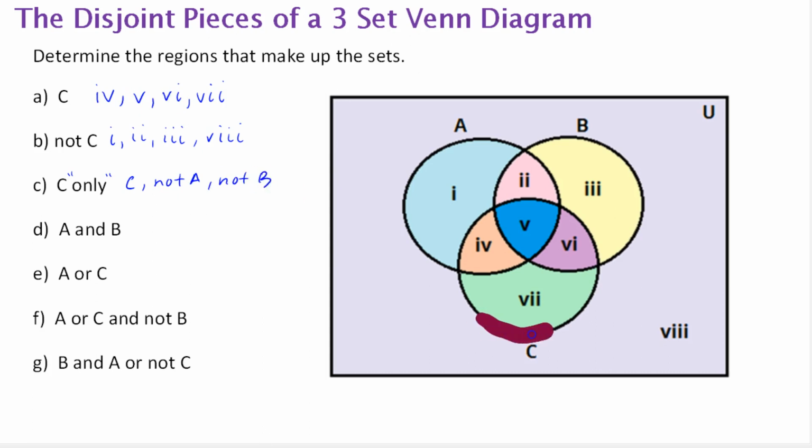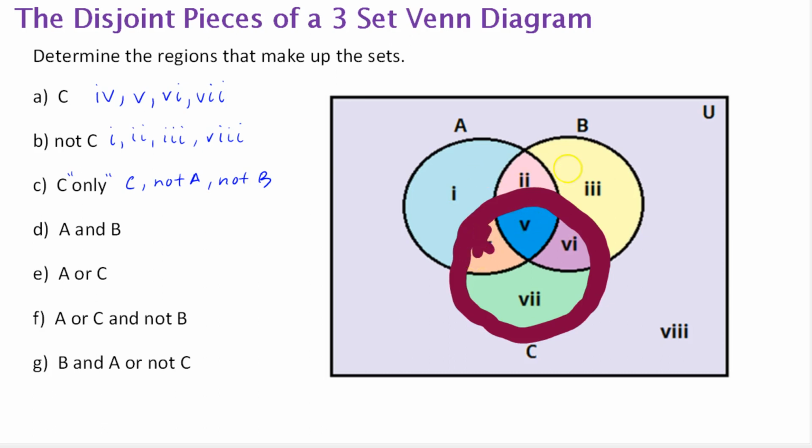So again, here's our C region. And we said C was 4 disjoint regions, but what region or regions is only C? Well, notice here, if you're in region 4, you're also in A, so we don't want that. If you're in 5, you're also in A and B. And if you're in 6, you're also in the set B. So there's one region that corresponds to specifically only C, and that is region 7.